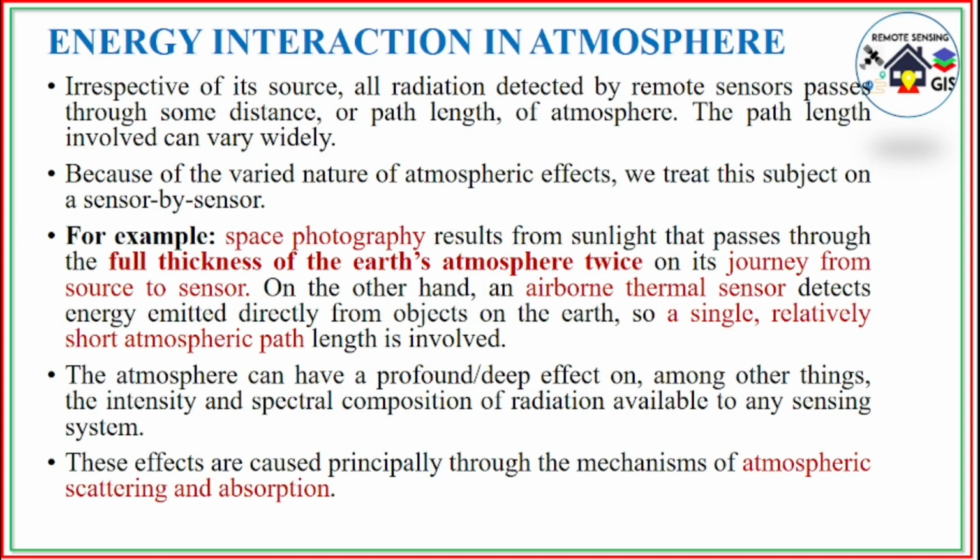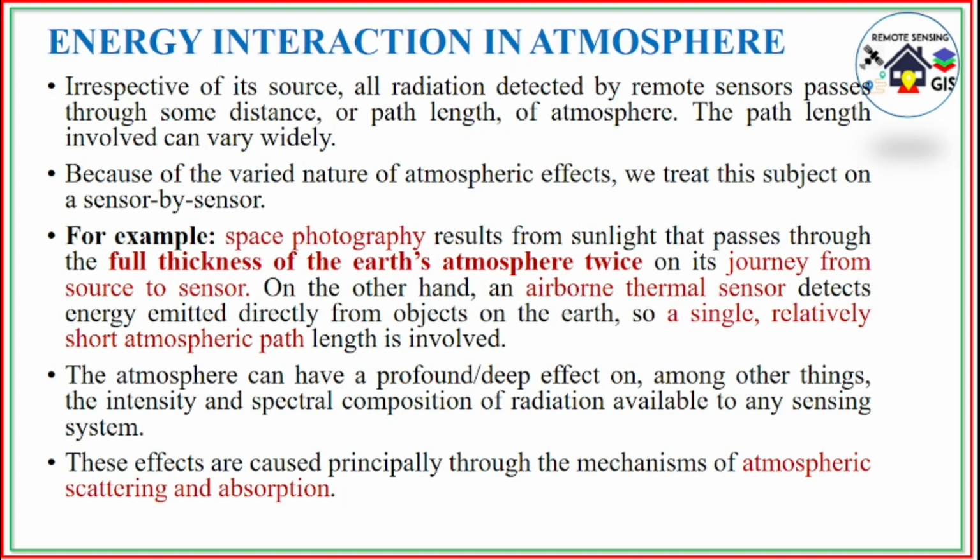So we know in remote sensing the energy recorded by the sensor comes through a certain distance or path length of atmosphere. The path length involved can vary widely. The reason behind this is that in remote sensing the sensors are of three types on the basis of platform. Number one is ground based platform, second one is airborne platform, and third one is space borne platform.